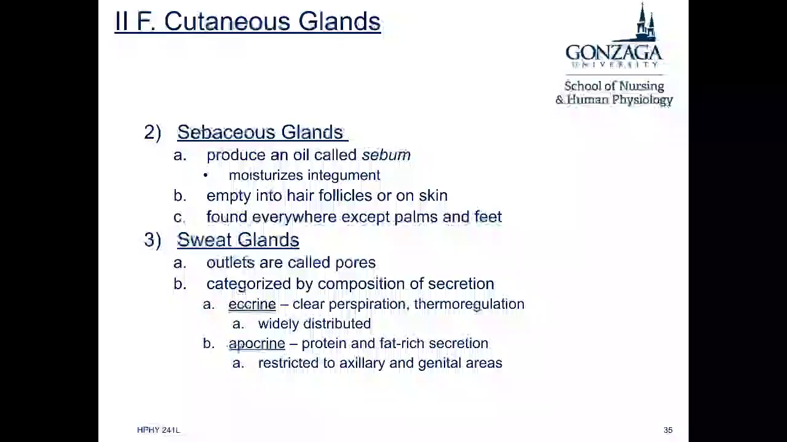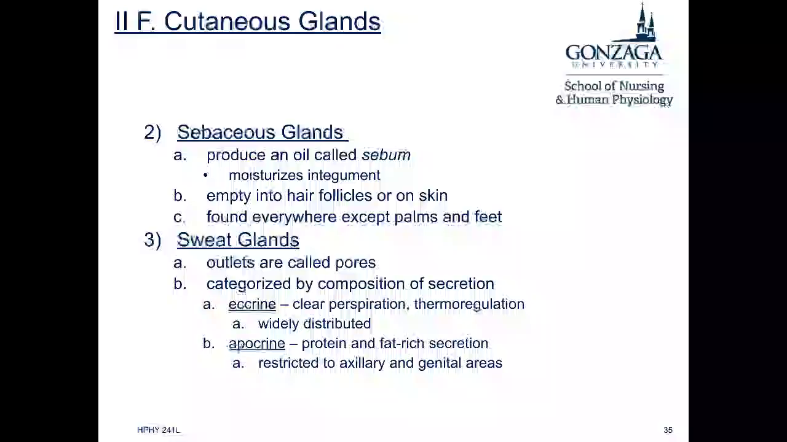Sweat glands are a little more complicated than that. They're outlets onto the skin, we call those pores. And there are two different types of sweat glands that I want to mention. They're characterized by the composition of their secretion, because the secretions are not the same. The first type is what we call eccrine sweat glands, and they produce a clear perspiration, and it's important for thermoregulation. As we sweat, that sweat evaporates, and that evaporation cools our blood and hopefully cools our body down. These are widely distributed. Almost all parts of our skin contain these eccrine sweat glands.